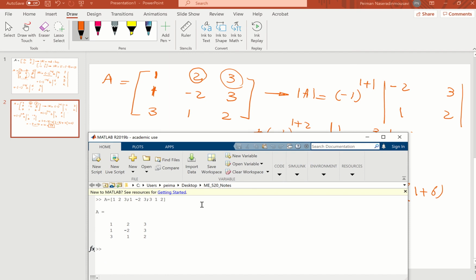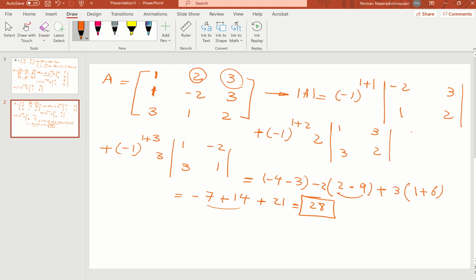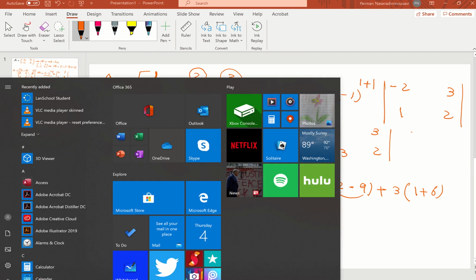So the command in Matlab is det, because it's determinant. So the determinant of A gives you the answer, which is 28. But if we have higher order matrices, like 5 by 5 or 10 by 10, for the rescue robot I have in the lab, it's 18 degrees of freedom, so we're going to have a 36 by 36 matrix. If you want to calculate its determinant by hand, good luck.